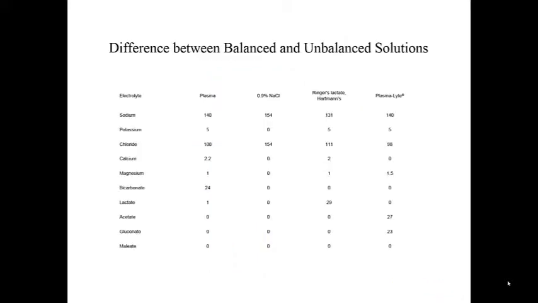Before we go further, a brief talk about the difference between balanced and unbalanced solutions. Solutions which have an electrolyte composition close to plasma are called balanced solutions. On the left side you have plasma with electrolyte composition as we see normally: sodium 140, potassium 5, chloride 100. Calcium says 2.2, which is a different unit than we see in our normal chemistries. Here it is milliequivalents per liter, but in normal chemistries it's milligrams per deciliter.